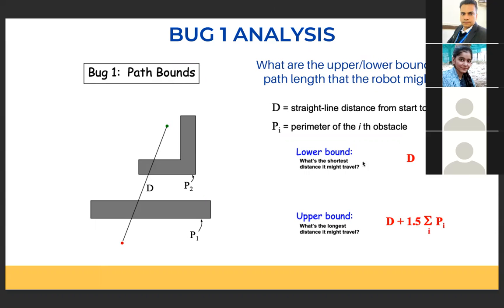Like I said, the lowest distance it should cover is D. If from start to goal there are no obstacles, it will move in a straight line. And what could be the upper bound? What could be the longest distance it might travel? It will travel distance D, the distance from start to goal. But you are circling the obstacle once, firstly. So let's say you are traveling the entire perimeter, the entire length of this obstacle.